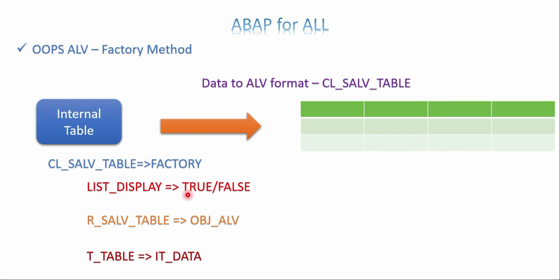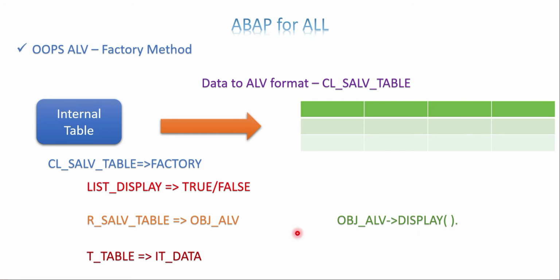This class and method is enough to transfer the data from the internal table to ALV, but to display this, we need one more method. To access the method, we want the reference variable of this particular factory method. That method is nothing but display. If you want to display the ALV, use the particular object reference variable and call display.